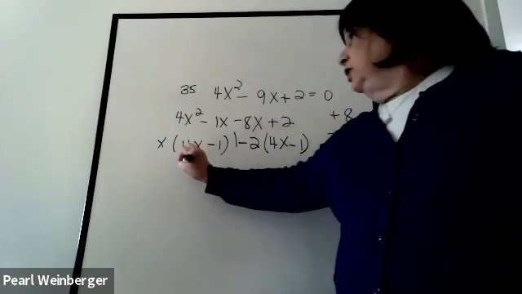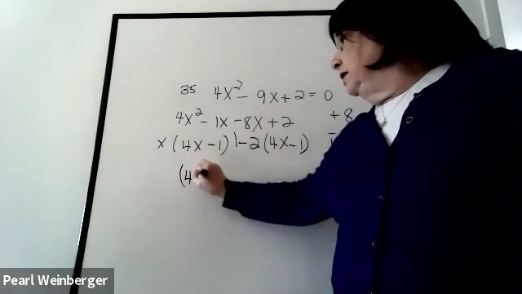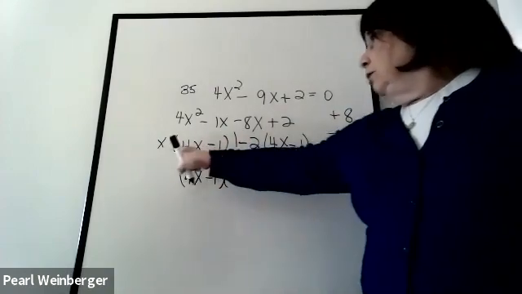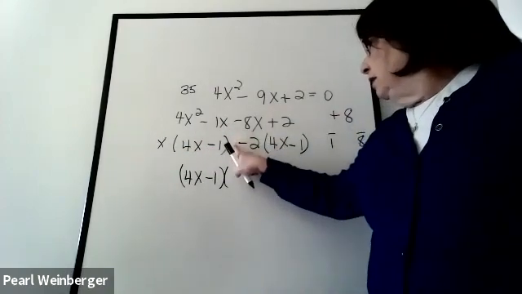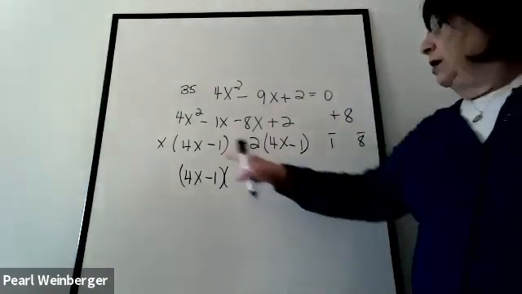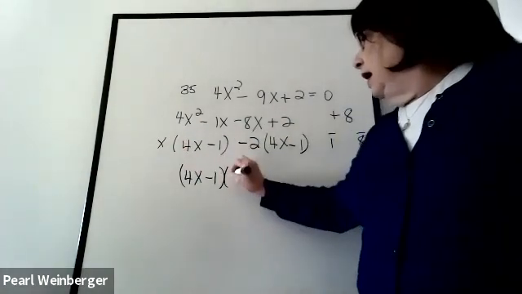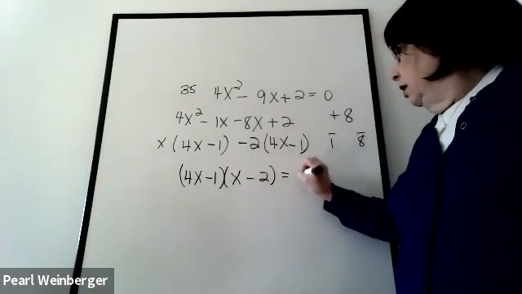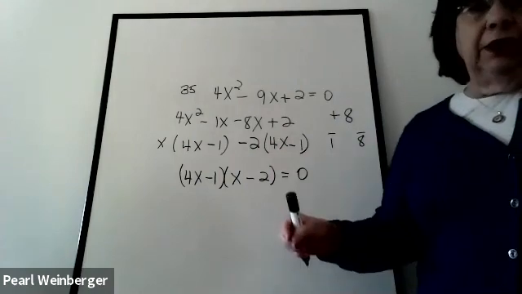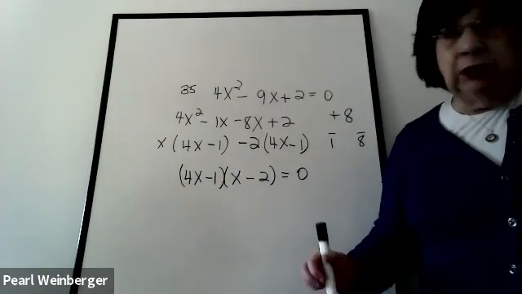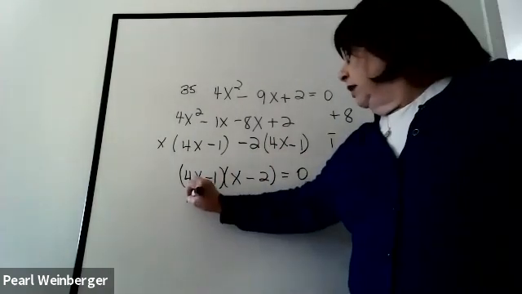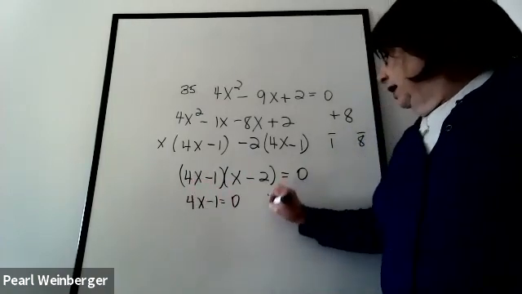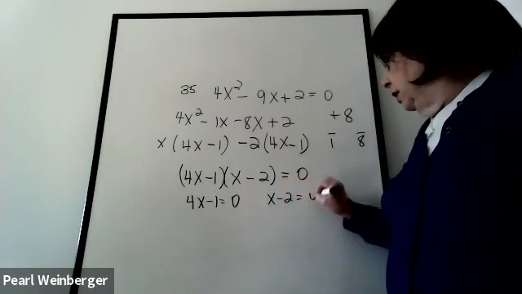So that when I finish factoring this, my first parentheses is going to be 4x minus 1. And my second parenthesis is going to be the x and the minus 2. Okay, now we can set each of these factors equal to 0. So we will get 4x minus 1 equaling 0, and x minus 2 equaling 0.